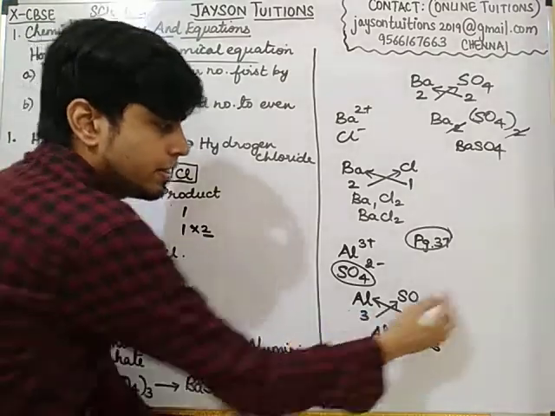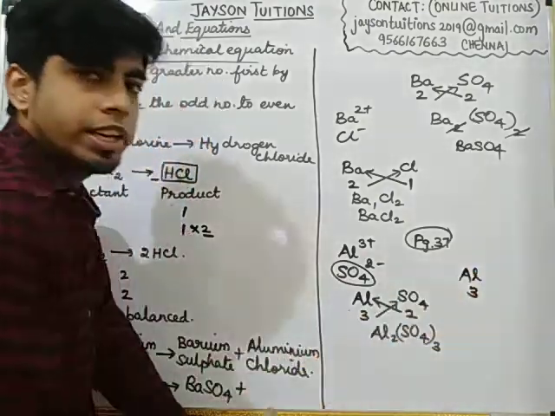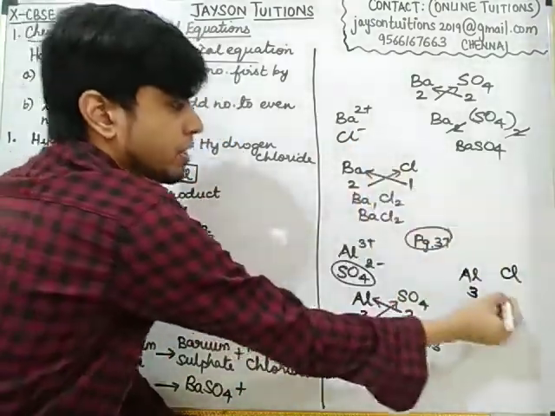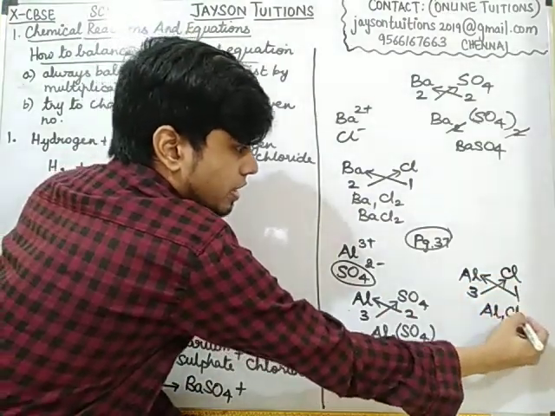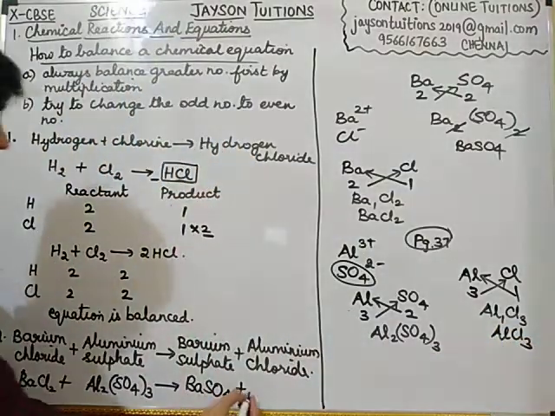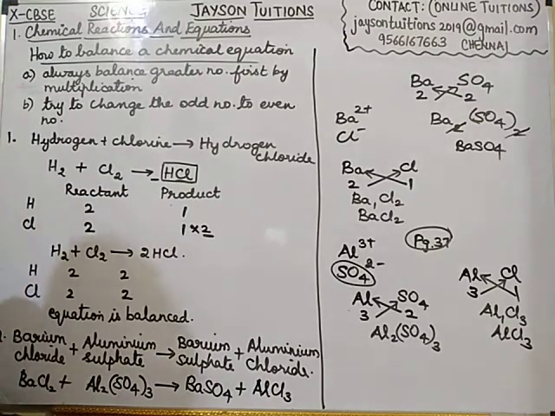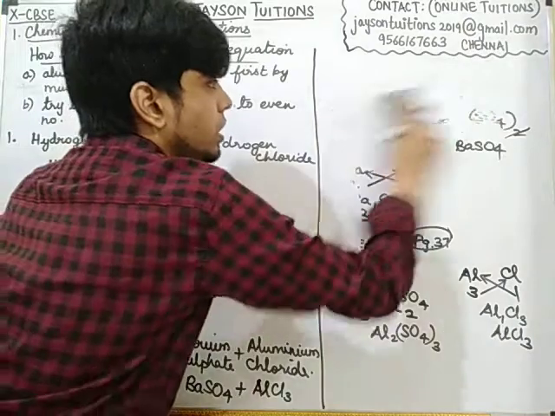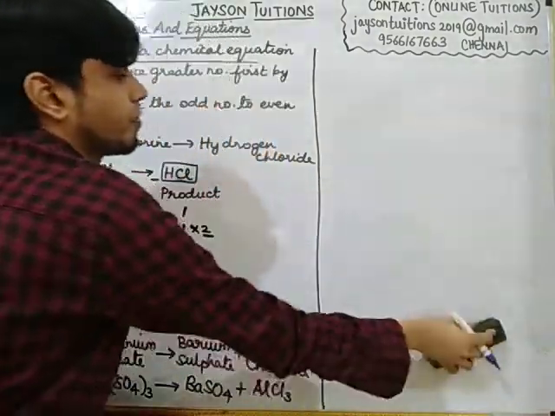Aluminium, again it is Al, the charge number is 3, so I am writing it down. For chloride it is Cl minus, the number is 1. So if you crisscross, you will get Al1 Cl3, or simply I can write it as AlCl3. So aluminium chloride, the formula is AlCl3. So we have found out the formula of all the compounds.